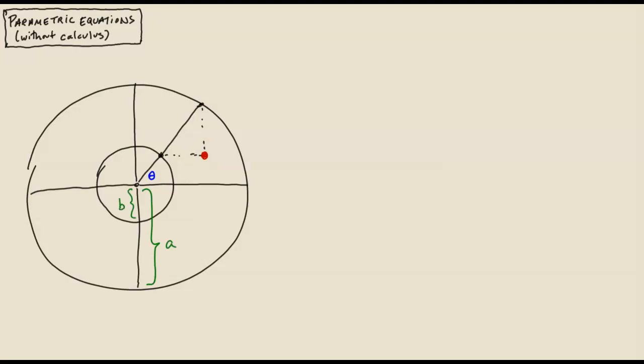And I claim that we already have enough information to write down our parametric equations very easily. These will give us the x and y coordinates of this red point. Let's start with the y coordinate, which is probably the simpler of the two, though they're both pretty simple. We want the y coordinate.